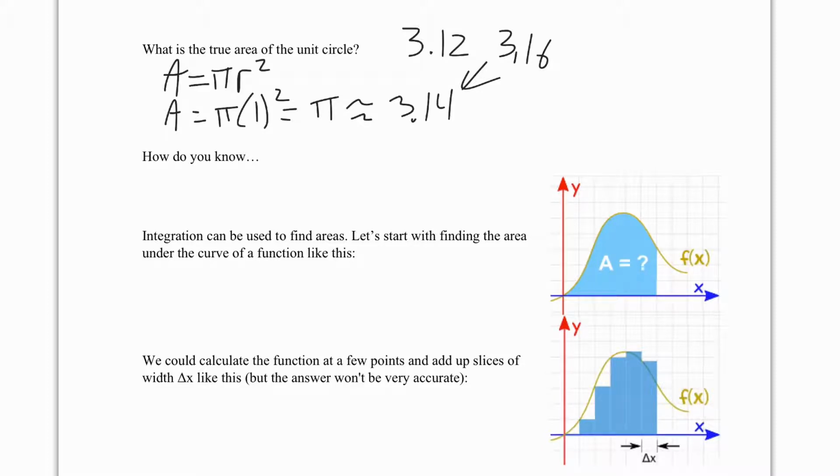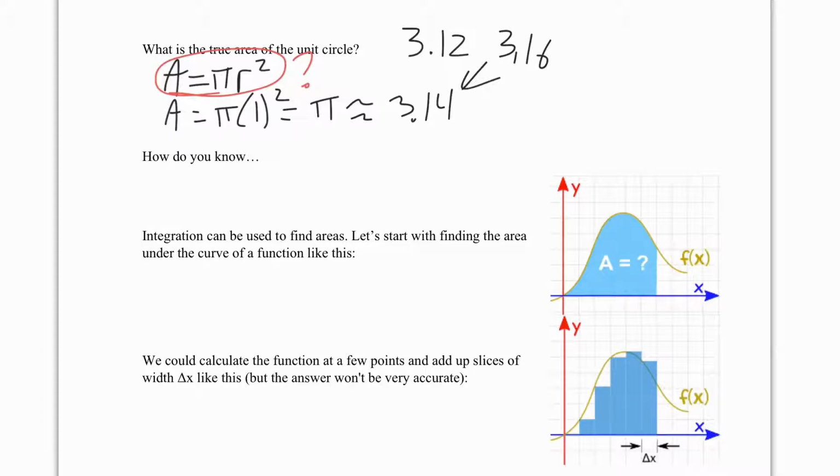But how do you know? How do you know this is the true area? How do you know that this formula is correct? I mean, sure, your teacher gave it to you in grade 9 or grade 10, but how do you know they weren't lying to you? How did they even know they had the truth? And so what we're going to do is develop this concept of integration, because integration can be used to find areas and to find formulas like this for shapes like circles or any shape really.